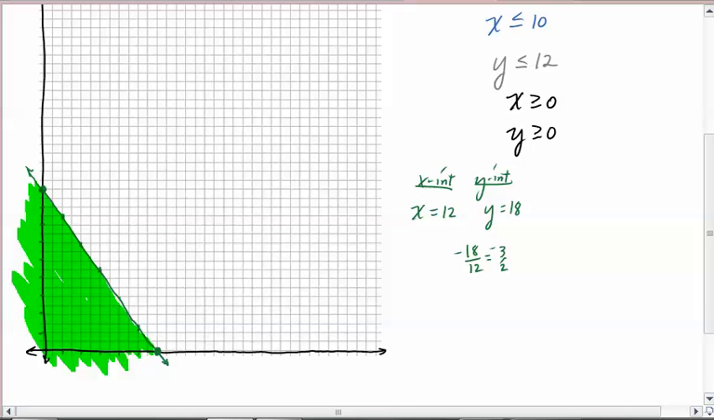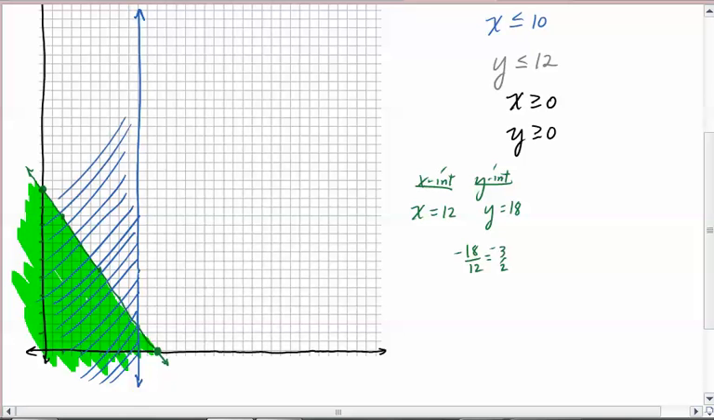The next one is my blue line, and that's going to be anything less than or equal to 10. So that's a vertical line. 2, 4, 6, 8, 10. There's that line right there. And of course, less than or equal to. I don't think that the blue and the green go together very well in terms of a highlighter, so I'm going to do cross-hatching to show the overlap here. So there's my less than or equal to 10.